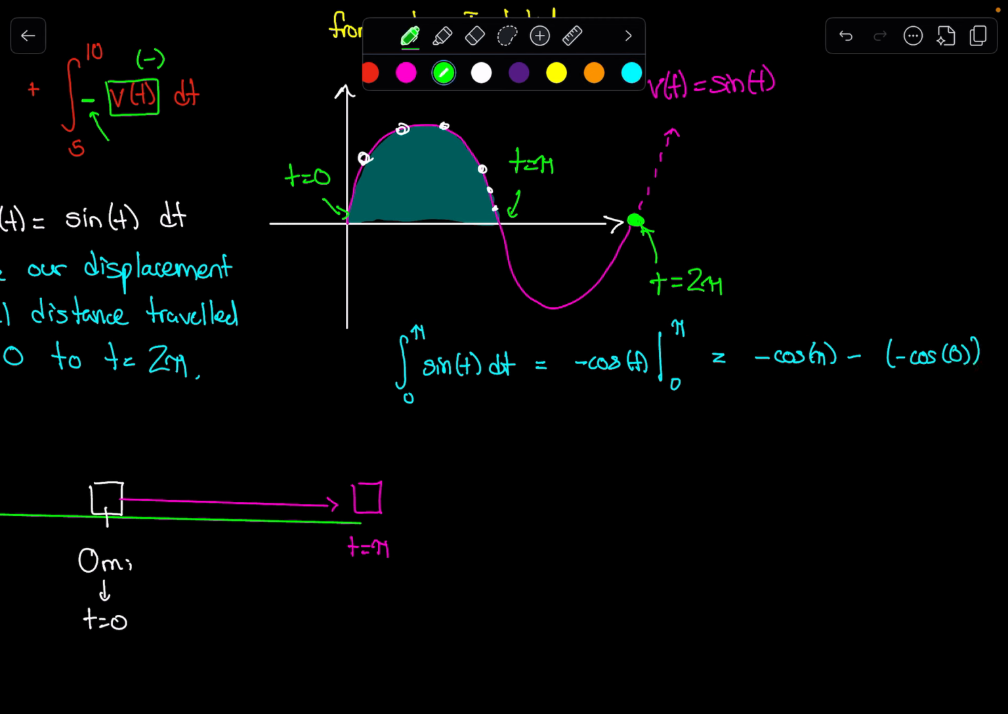And what do we get? So cosine of pi is -1. So that's -1 with a negative becomes a +1. And then over here, cosine of 0 is 1, but the negative and the negative cancel, so we get a +1, so we get a total of 2.